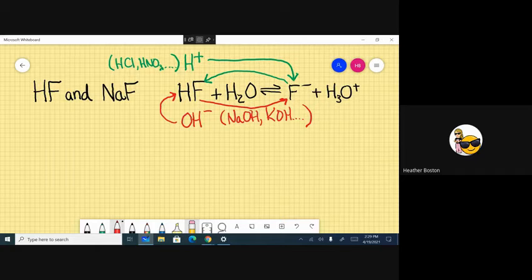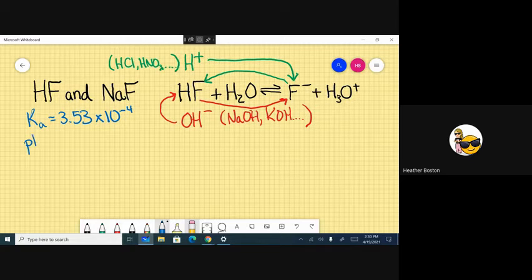Now, each buffer system is different in that they protect against different pH ranges. So what is the pH range? Well, first thing we have to do is look up the Ka. The Ka for hydrofluoric acid is 3.53 times 10 to the minus 4.